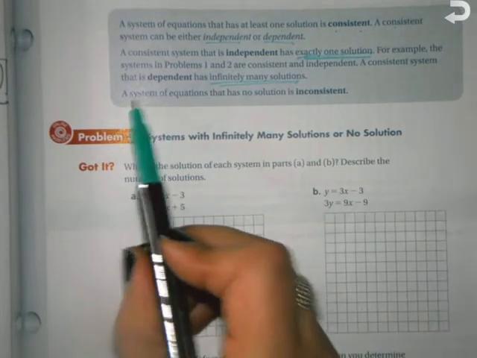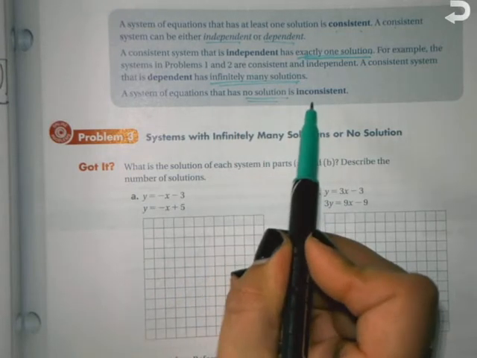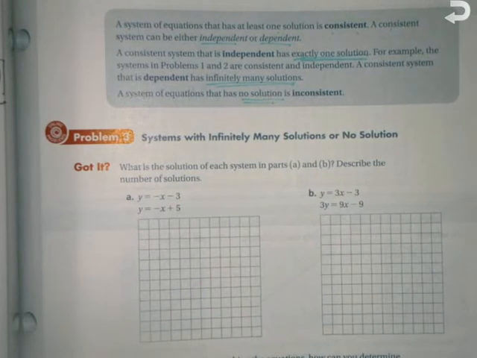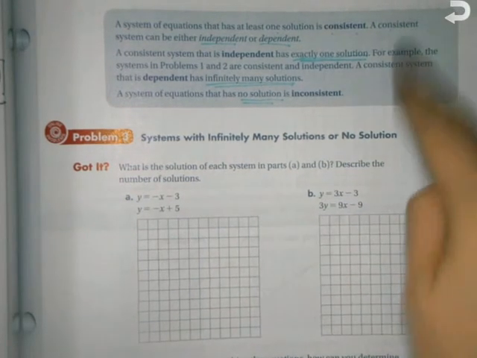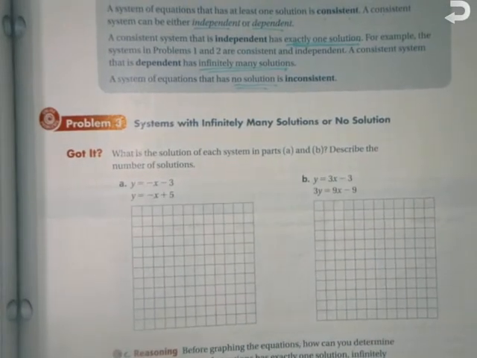A system of equations that has no solution is called inconsistent. Okay, so that's all of our vocabulary. We will add this to our notebooks when we get into the rest of Unit 4, but right now we're just going to leave this up while we graph, okay? So let's look at problem 3.